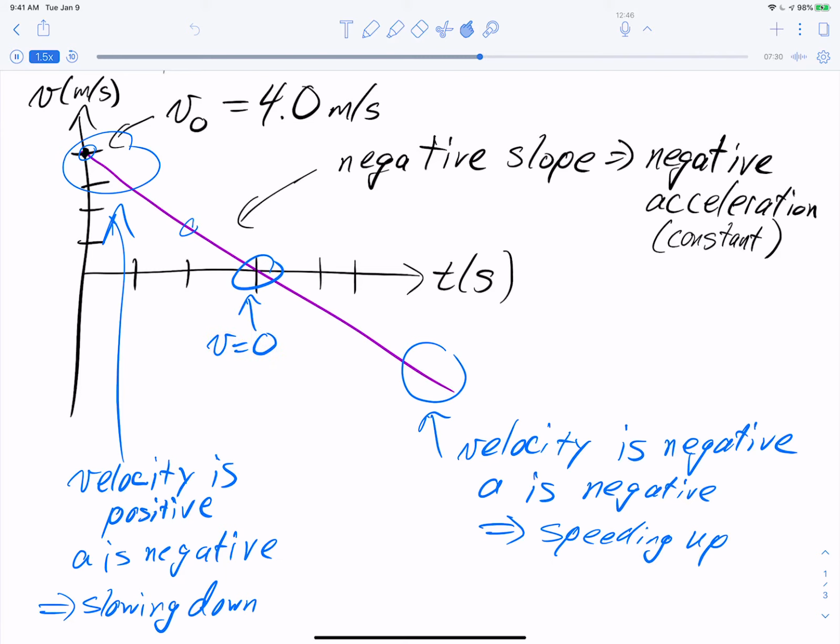And whenever you have a velocity of 0, you're either stopping, but in this case, you're changing directions. Right? So I should say it the other way around. Whenever you change directions, your velocity becomes 0 momentarily.